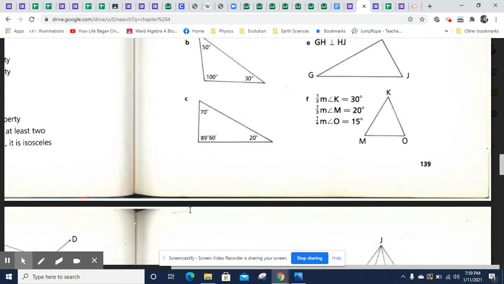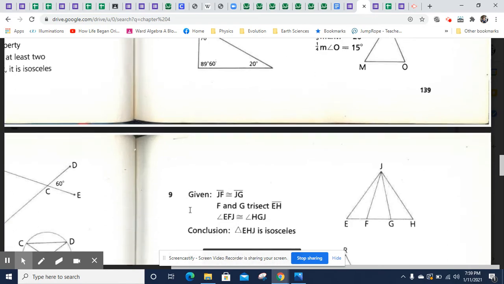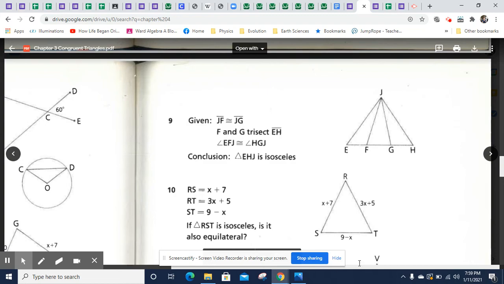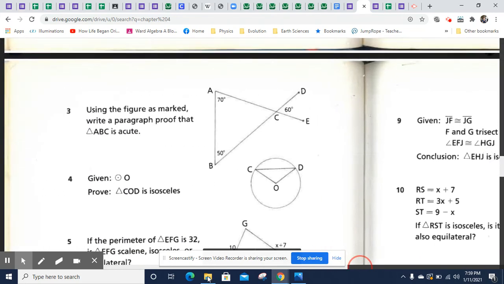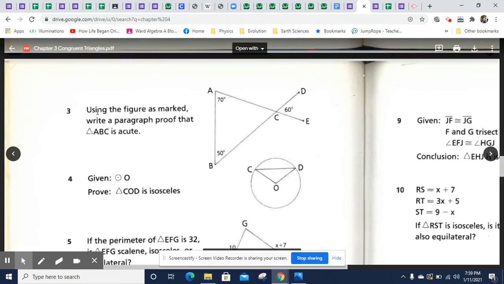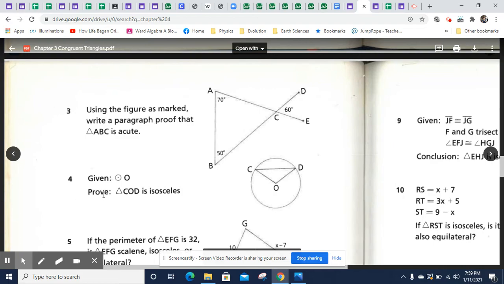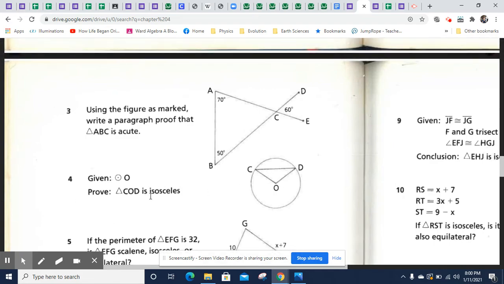So that's kind of a cheap way of saying a right triangle, or perhaps an overly complicated way of saying a right triangle. Okay. All right, so a hint on this one. Use the figure mark to write a paragraph proof that ABC is acute. Well, ABC is acute. You've just got to prove that this angle is acute, and I think you can do that. On number 4, prove that COD is isosceles.